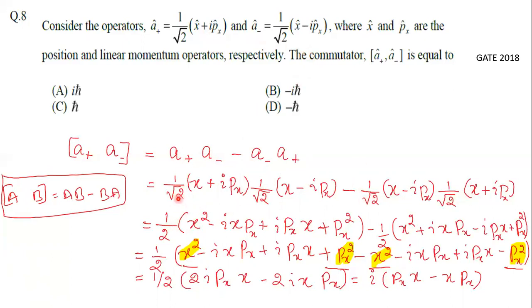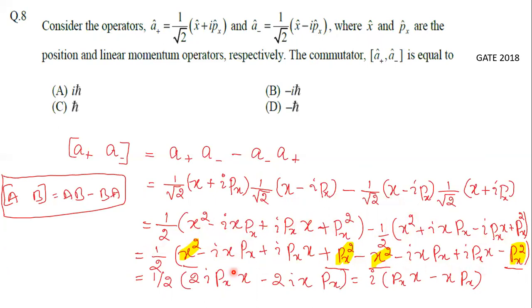Then we'll simplify this: 1 by root 2 into 1 by root 2 gives 1 by 2, and we multiply x plus i px and x minus i px. You will get 4 terms. Similarly, do the same thing here, and you will also get 4 terms. In both cases, we have 1 by 2 common. If you take it out, this is what you will get.